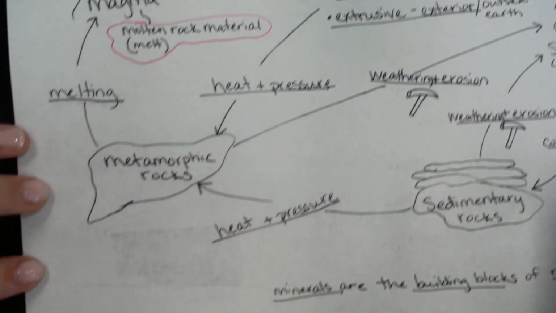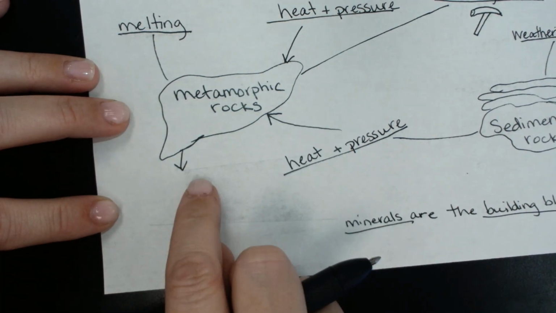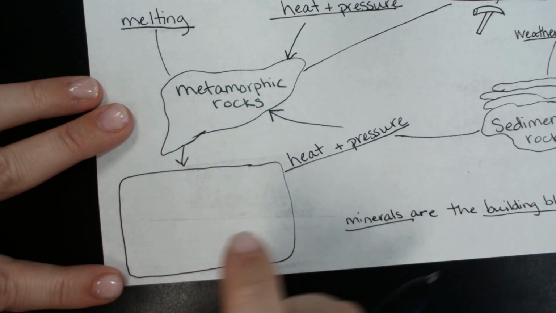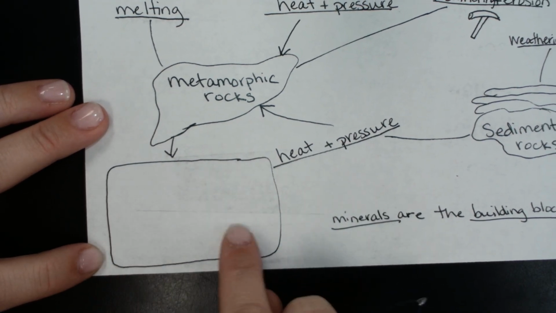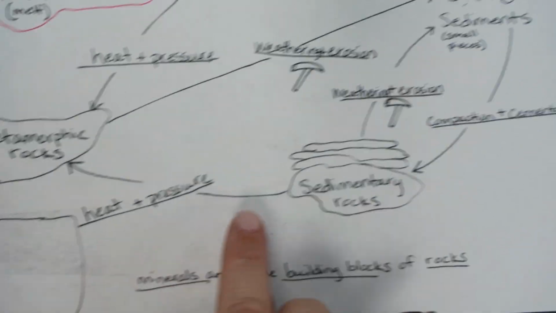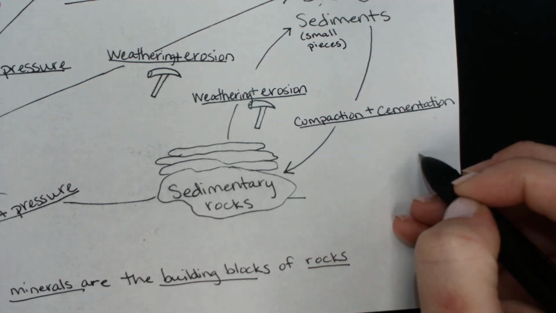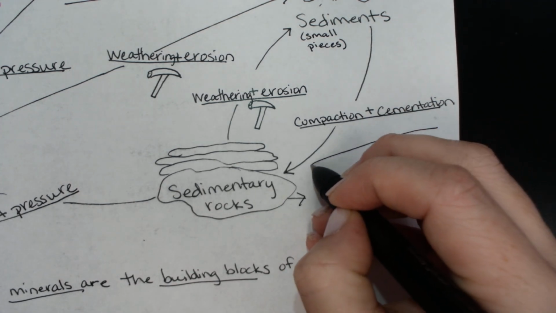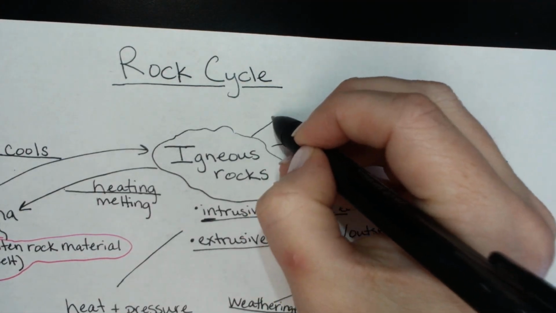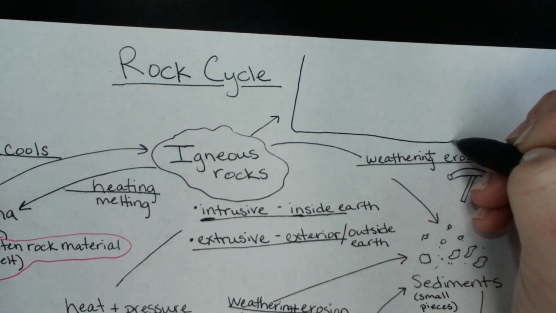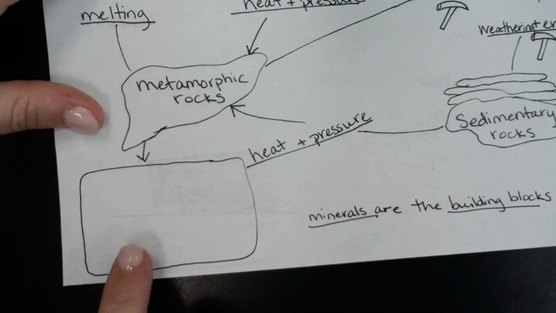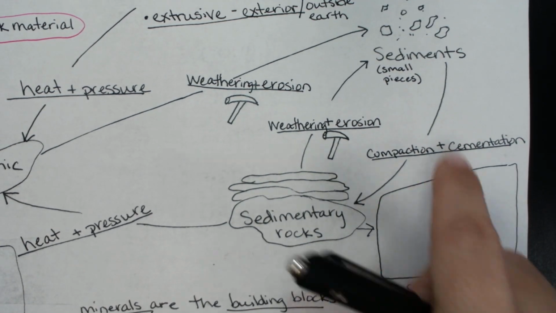Your job right now is to, off of each rock type, draw a box, and we're going to go to the interactive and write down a definition of the rock type. So metamorphic rocks, sedimentary rocks, and then igneous rocks. Each of these are bits of information about each of the rock types.